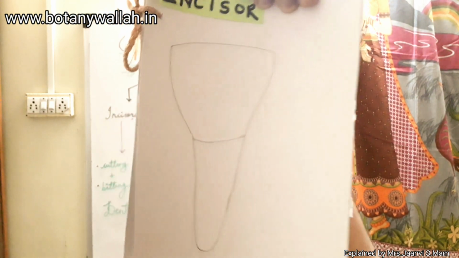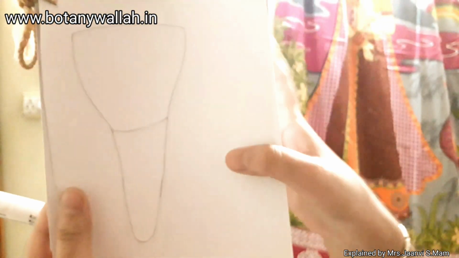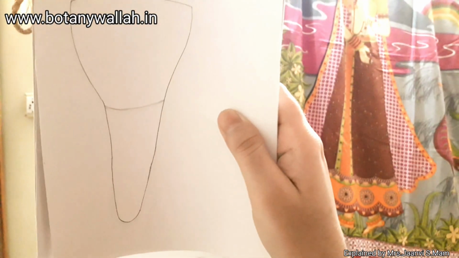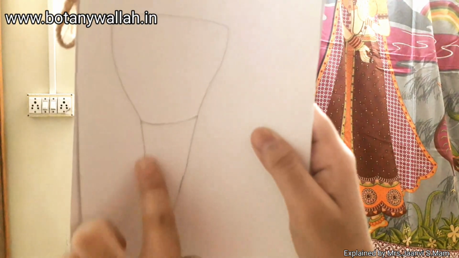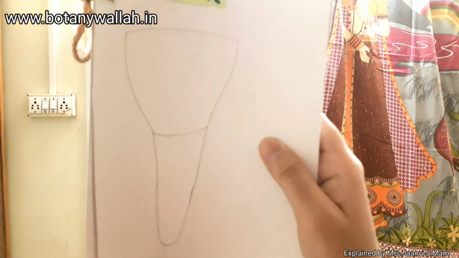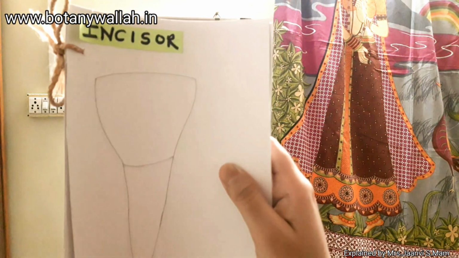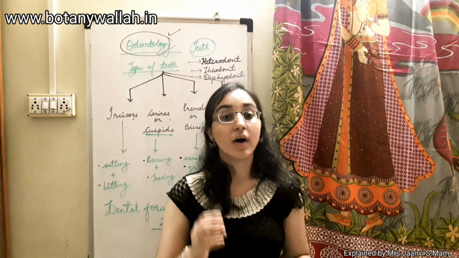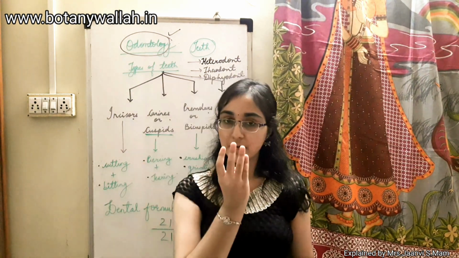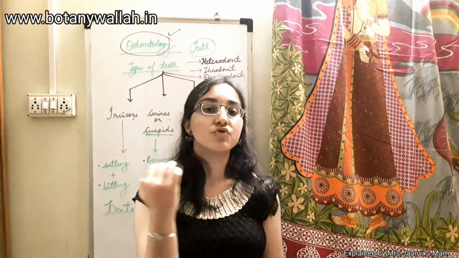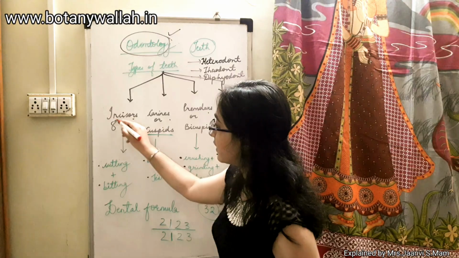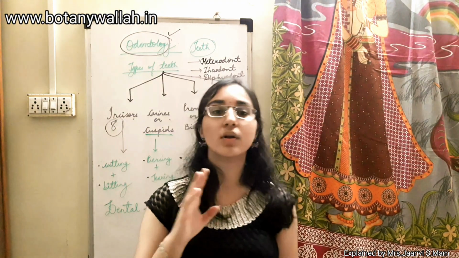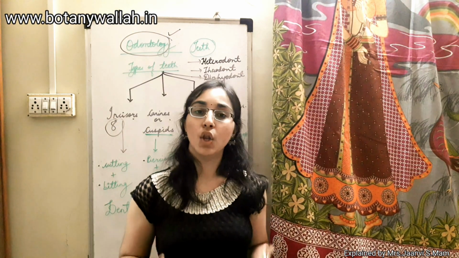You can see that the incisor has a crown and a root. So one crown, one root, and it is single rooted. There is only one root present in this type of tooth. In the upper jaw we have four incisors in the front part, and in the lower jaw we have four incisors. So in total we have 8 incisors, 4 in the upper jaw and 4 in the lower jaw.